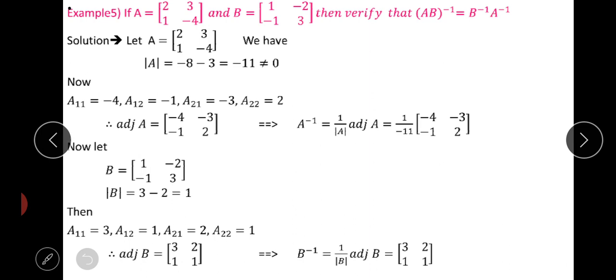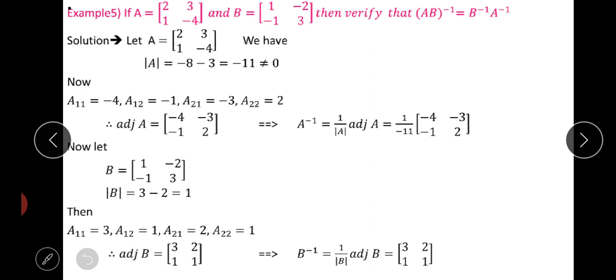Minus 11 means what? Is it singular or non-singular? It is a square matrix. If the determinant of A is not equal to 0, it is a non-singular matrix. Yes. Then now you have to find the cofactor.